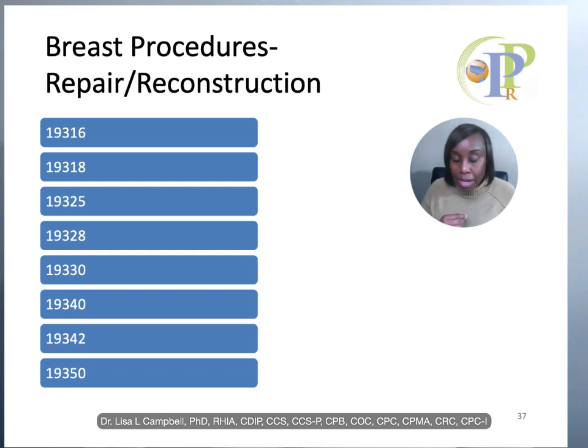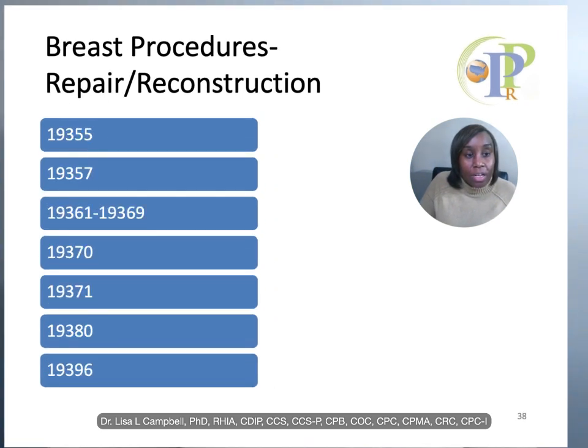All right, so on page 125, you'll see codes for breast reduction, breast augmentation, all different types of breast reconstruction that can be performed. Then we have additional codes that are on page 126, and that is the end of the 10,000 series.